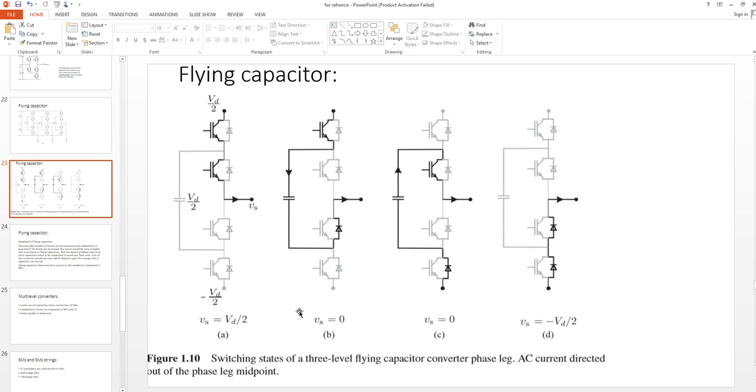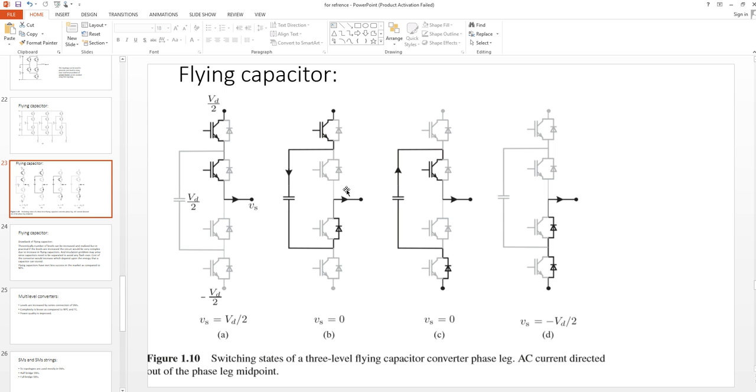Similarly, in order to get the zero voltage, how are we getting it? This is the potential VD by 2 here, and we are assuming that this capacitor is fully charged, right? So if this is the direction of the current, the current will flow through this capacitor, and the capacitor will have all the potential across it. So no potential will appear across this point.